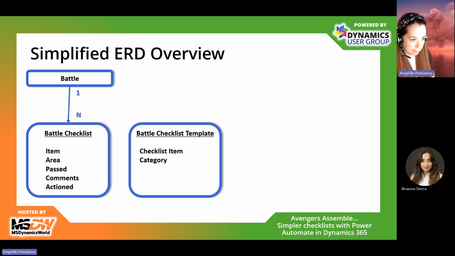In the periphery, but not directly connected through a relationship, we have another entity, and this one's called battle checklist template. And what we're going to host here is a predefined set of data around the items that our checklist should include and the categories. Now you may wonder why we need this entity. Why do we have what sound like synonyms between item and checklist item, and area and category? Very good mystery, but let's demystify it.